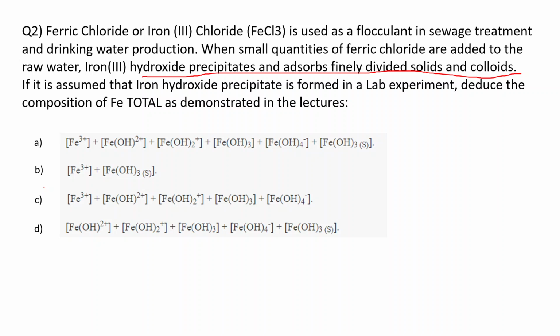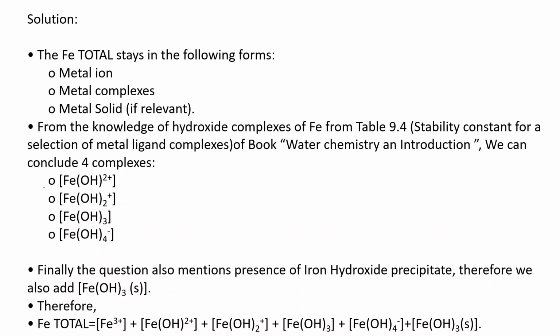Other things we need to find out. So adding all these things, we will get the equation of Fe total. So how are we doing it? As I've told, metal ion will be there, complexes will be there, and metal solids will be there, because the question is saying. Using the book Water Chemistry: An Introduction, we found that these four types of complexes are possible. You can refer to table 9.4 of this book, and we can find the different complexes. So just by adding all these things, Fe3+, FeOH and others, we can get the total solids.